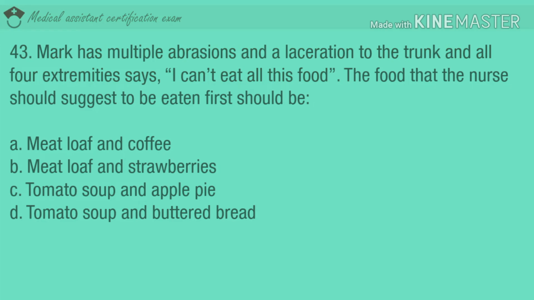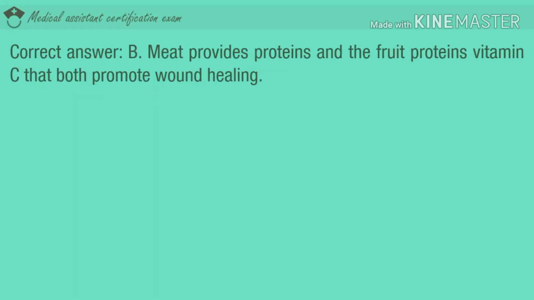Question 43. Mark has multiple abrasions and a laceration to the trunk and all four extremities. He says, "I can't eat all of this food." The food that the nurse should suggest to be eaten first should be: A. Meatloaf and coffee. B. Meatloaf and strawberries. C. Tomato soup and apple pie. D. Tomato soup and buttered bread. Correct answer, B. Meat provides proteins and the fruit provides vitamin C that both promote wound healing.